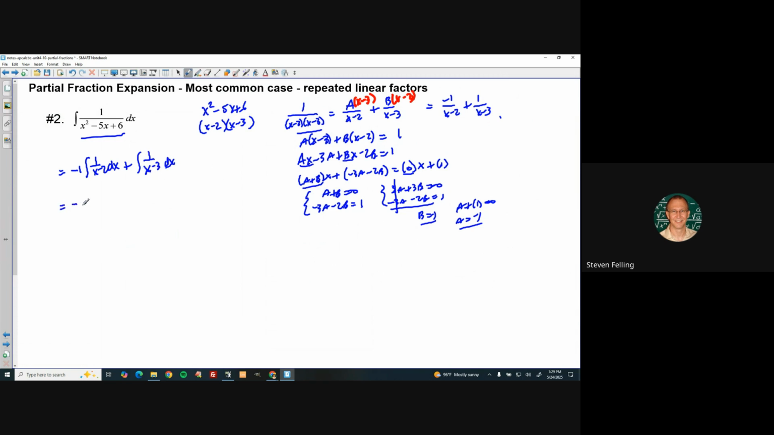The antiderivative is negative natural log of x minus 2 plus natural log of x minus 3 plus the constant, and then we're done. Okay, so hopefully if you tried that on your own, you got that one right.